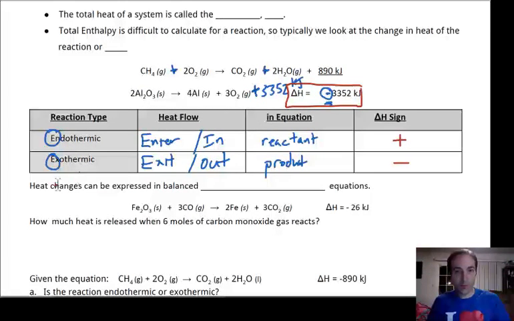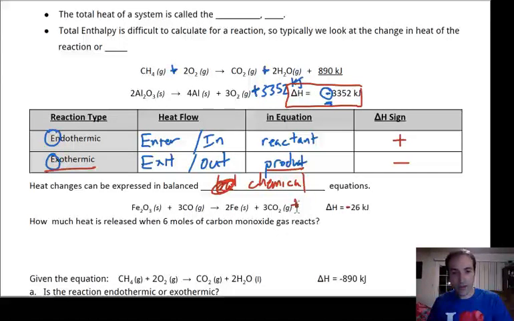Okay, so the last idea I want to get across before we're done here is that because we can put heat into chemical equations like this, that means that heat changes can be expressed in balanced chemical equations. Okay, so here we have iron oxide reacting with carbon monoxide to produce iron and carbon dioxide, and then we have our delta H. So we can actually plug this in. Now there's a negative, notice this negative sign here, so that means that if we were to plug this into the balanced equation, negative means we're losing heat. Okay, so it's exiting, which means it's exothermic, and it means that our heat is going to be a product.